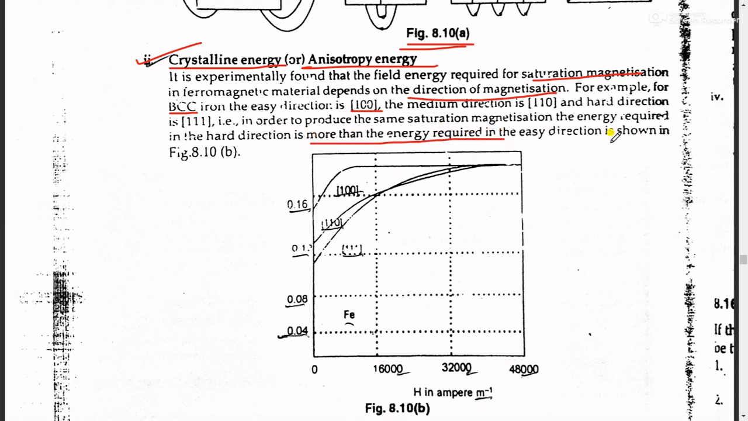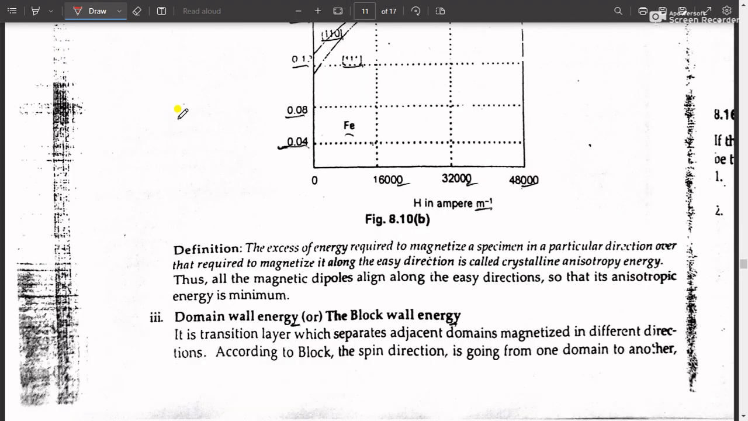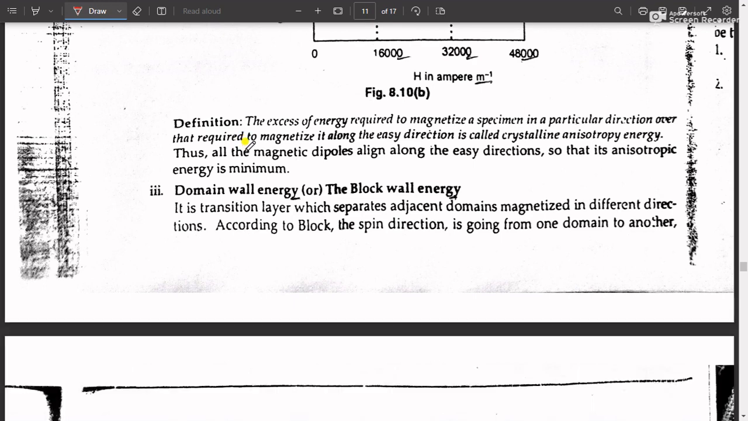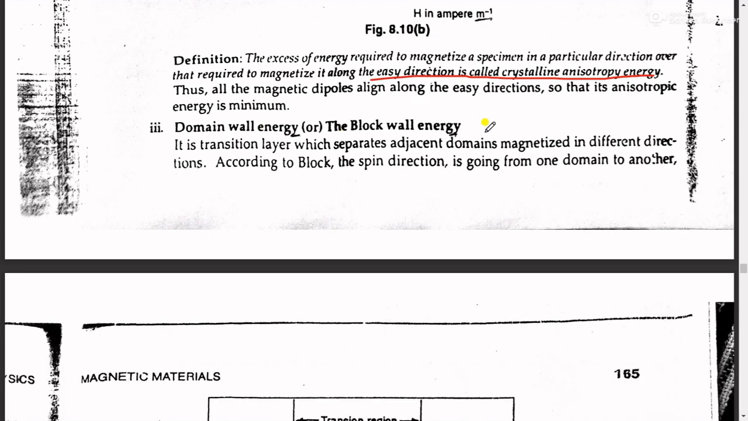Okay. So the basic definition: the excess of energy required to magnetize a specimen in a particular direction over that required to magnetize it along the easy direction is called the crystalline anisotropy energy. So the magnetic dipoles align along the easy direction so that the anisotropy energy is minimum.